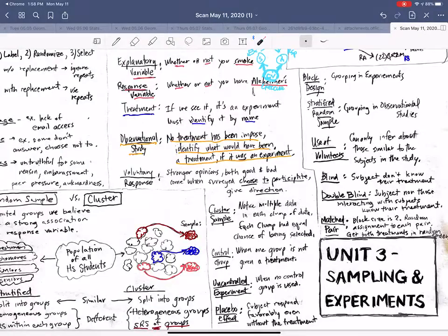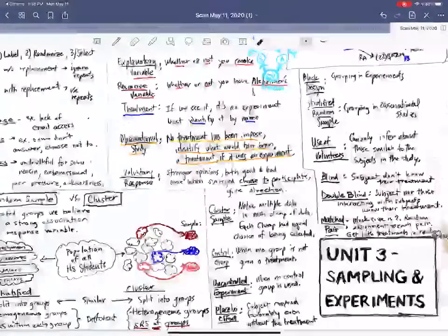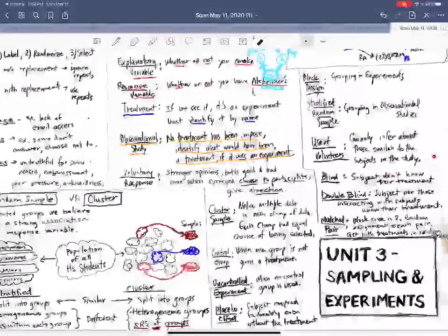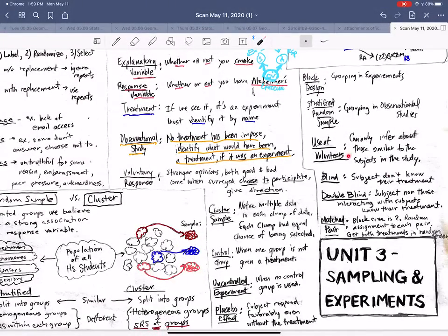All right. A couple other things that kind of go together, right, is blinding. So single blind is when the subject doesn't know what they're getting. Double blind is when neither the subject nor the people interacting with them know. So it doesn't have to be the people collecting the information, but the people interacting with them. So that's the second person that is blind. Also, it's important to mention that when you use volunteers, then you can only infer about those similar to the subjects in the study. You can only infer about the people similar to those people in the study.